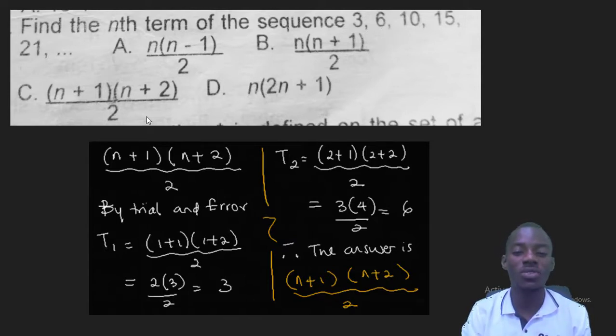So the right answer to this question is 2. And that's all I'm doing here. By trial and error, I plug in the first term, I put 1 for n and I got 3. Second term I put 2 for n and I got 6. So the answer is this one.